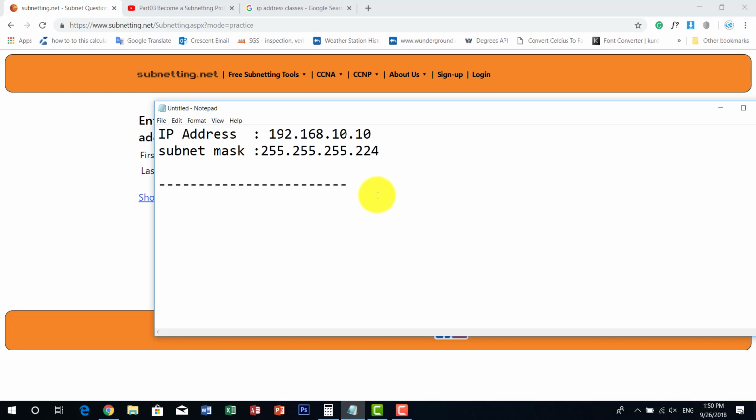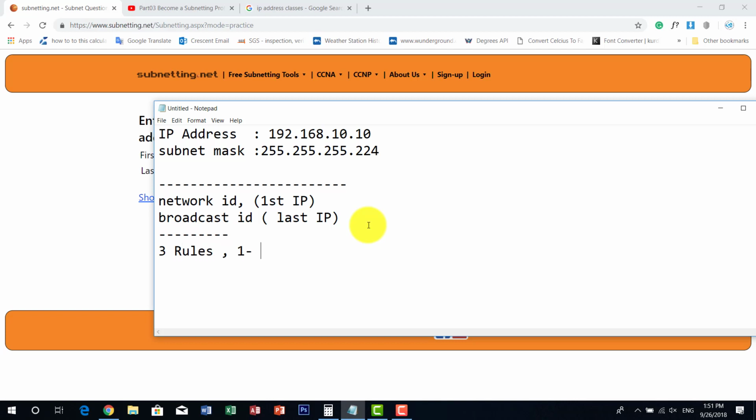Another type of question asks for the network ID and broadcast ID. We explained this question in part 2 and part 1. We can find them using the 3 rules. If it asks you for the network ID or broadcast ID, the broadcast ID means the last IP and the network ID means the first IP in the network. As I said, we can find them using the 3 rules, but this example has a real situation. So let's find out how we solve this.